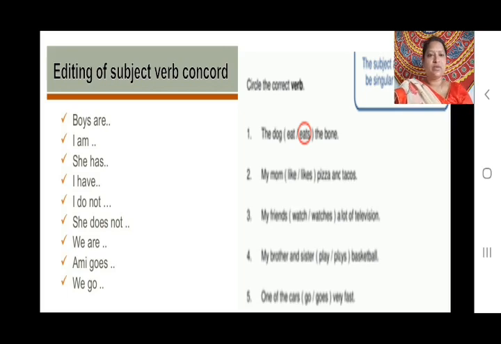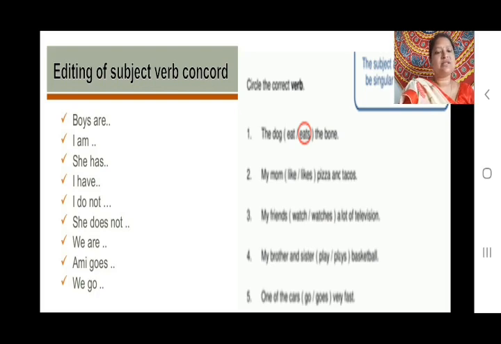So let's come to the question part. The dog eat or eats. Which one will be correct? Eats, because dog is singular, so the verb will also be singular. My mom likes. My mom is singular, so the verb will also be singular, that is likes. My friends: here it refers to the plural of friend. Friends is plural, so the verb will be plural. Watcher or watches? Which one will be correct? Watch. So S or ES will not be used.